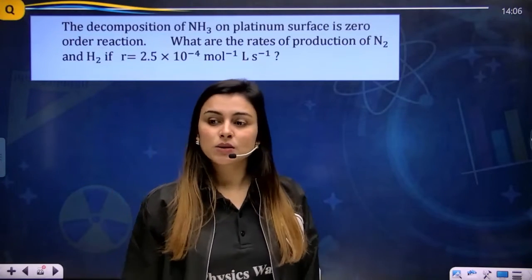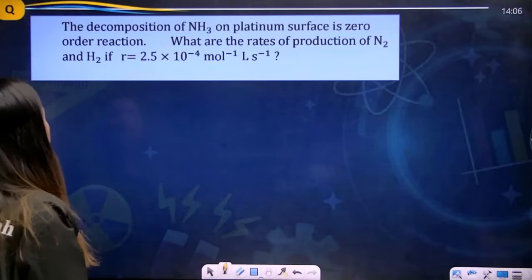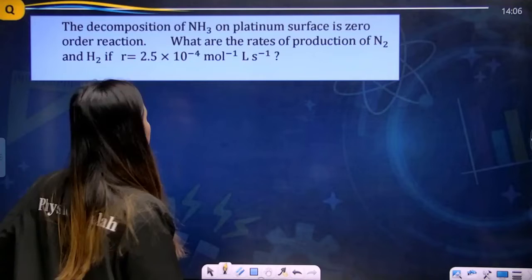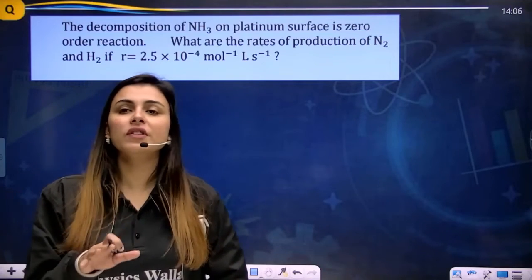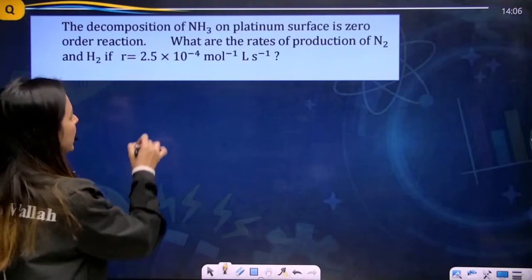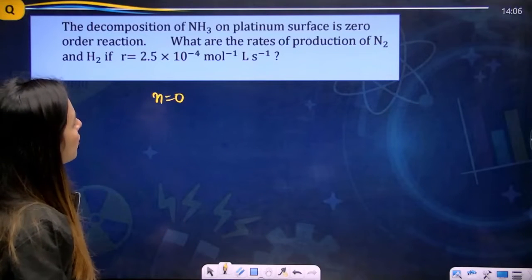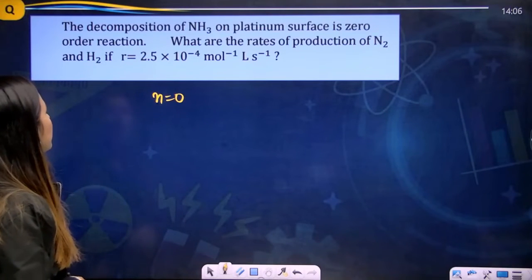Let's see what the next question says. The next question says that the decomposition of NH3 on a platinum surface is a zero order reaction. So you are given that the order of the reaction is 0. Okay, so n value is 0. What are the rates of production of N2 and H2 if the rate is this?